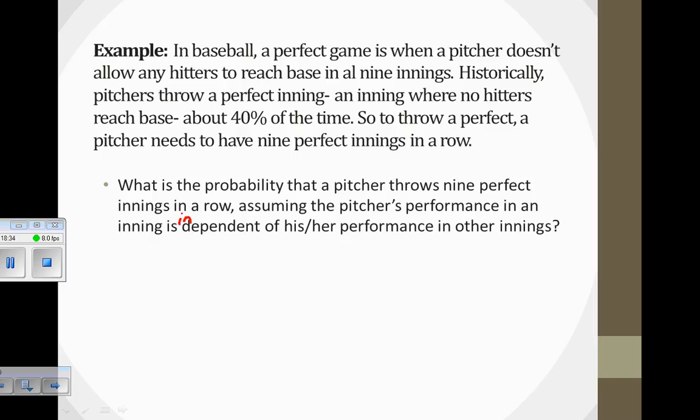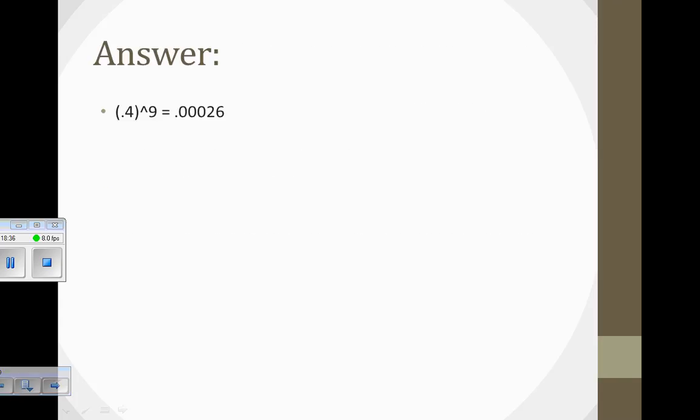All right, so 9 perfect innings in a row would be 0.4 times 0.4 times 0.4, 9 times, or you could think of that as 0.4 to the 9th, which is a really unlikely chance. So that's 0.026% even. Okay.